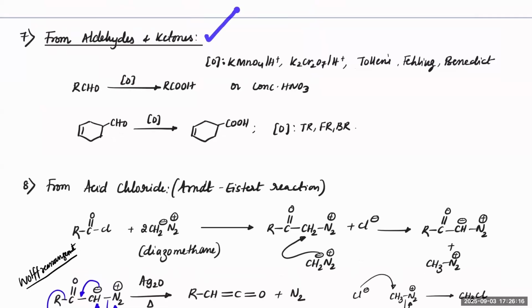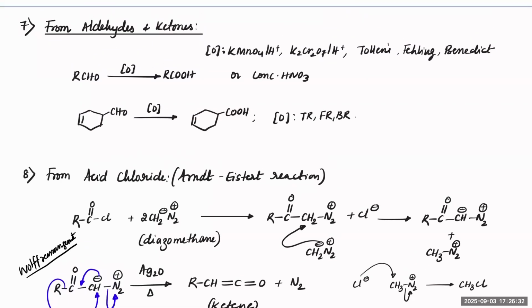Next, from aldehydes and ketones, if you recall, aldehydes to acids we can do with KMnO4, K2Cr2O7, Tollens, Fehlings, Benedict. All of them will help in making aldehydes into acids. Correct. While if you have a ketonic group, a ketone can only be oxidized with KMnO4 and not with Tollens, Fehlings, and Benedict.